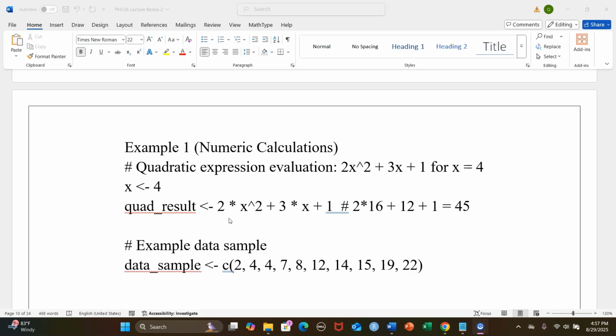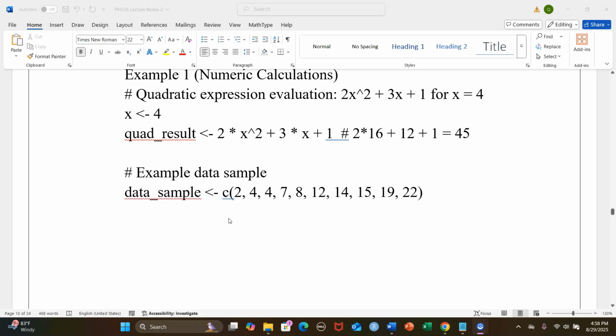So, quadratic expression evaluation. This is just demonstrating numerical calculations. We have 2x squared plus 3x plus 1, and we want to evaluate it at x equal to 4. So first we assign 4 to x, and then we assign 2 times x squared plus 3 times x plus 1 to quad_result. If you print out quad_result, it should give you 45.